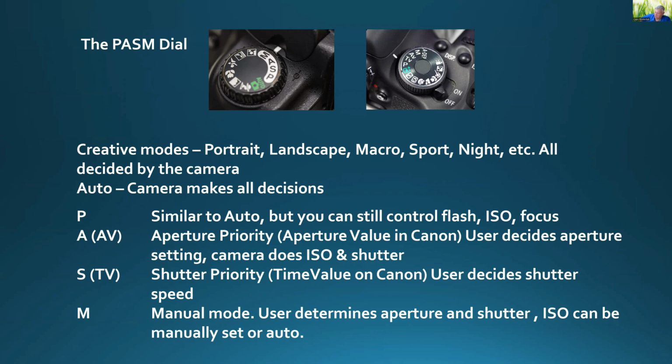The aperture priority is like it says, you decide what the aperture setting will be on your camera. The camera will do the rest. Shutter or the time value is shutter, so you control your shutter speed. The camera will do the rest. And in manual mode, you're on your own. You do all three. You do the ISO, the shutter, and the aperture all yourself.